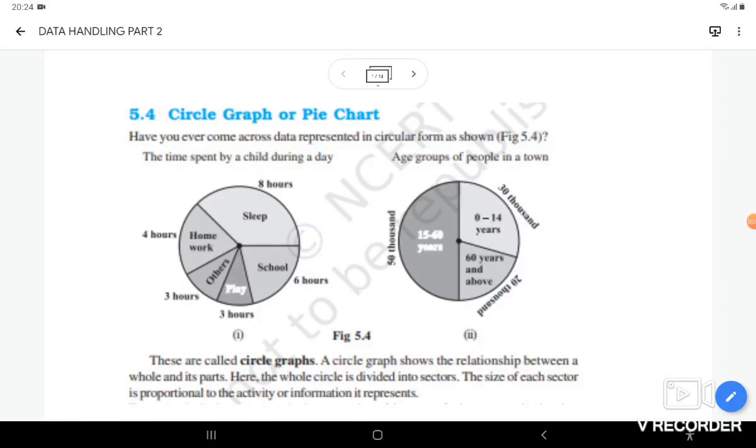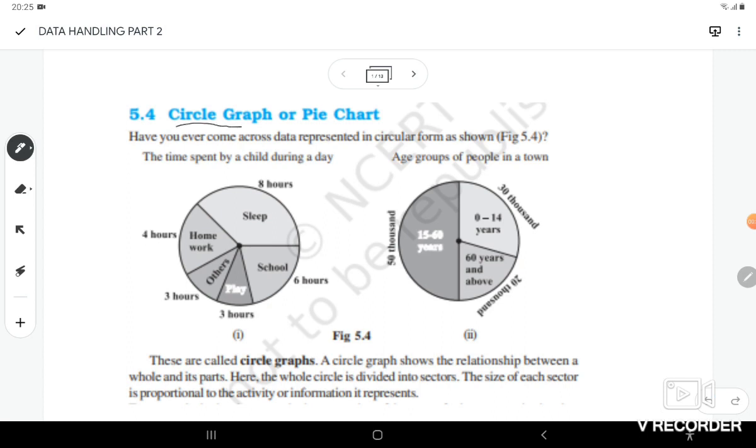In the previous video, we solved exercise 5.1 and the concepts related to it. If you have not watched both the previous videos, kindly go to the playlist and watch them. In this video, we are going to study a new way of organizing data, that is the circular graph or pie chart. So without wasting any time, let's jump into the video.